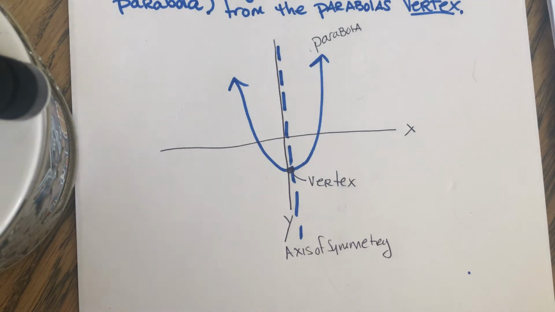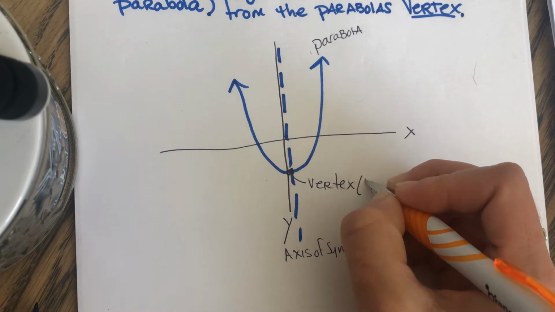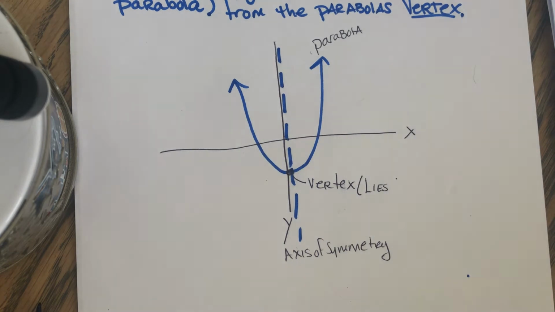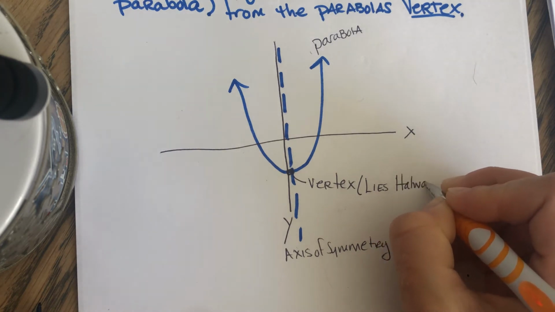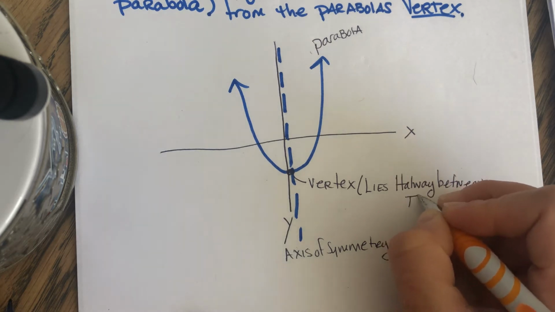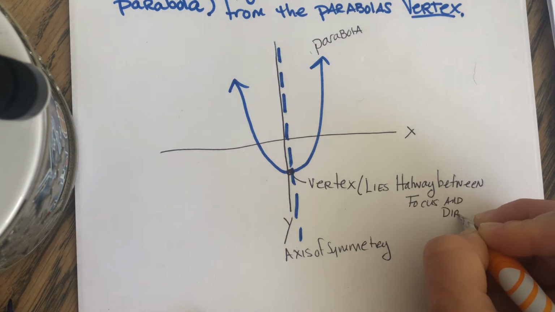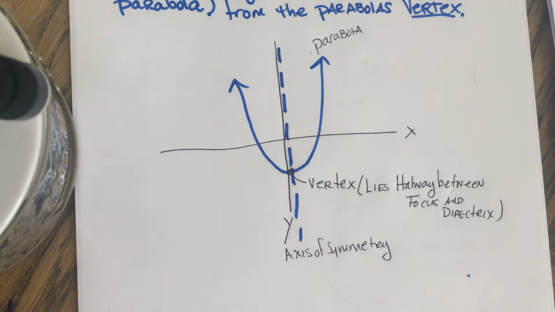Now, we all know the vertex. Let's just write this down. The vertex, we could say, lies halfway between your focus, just write this, and directrix.